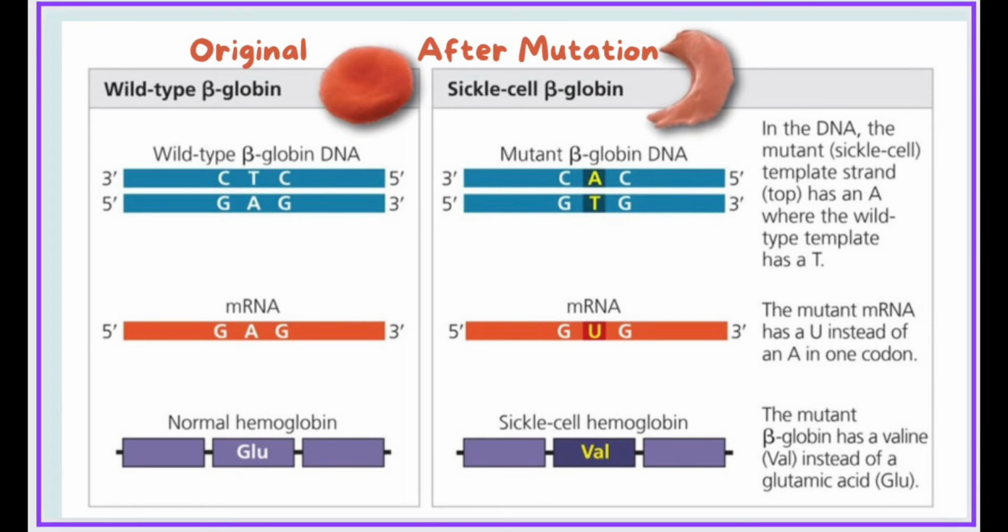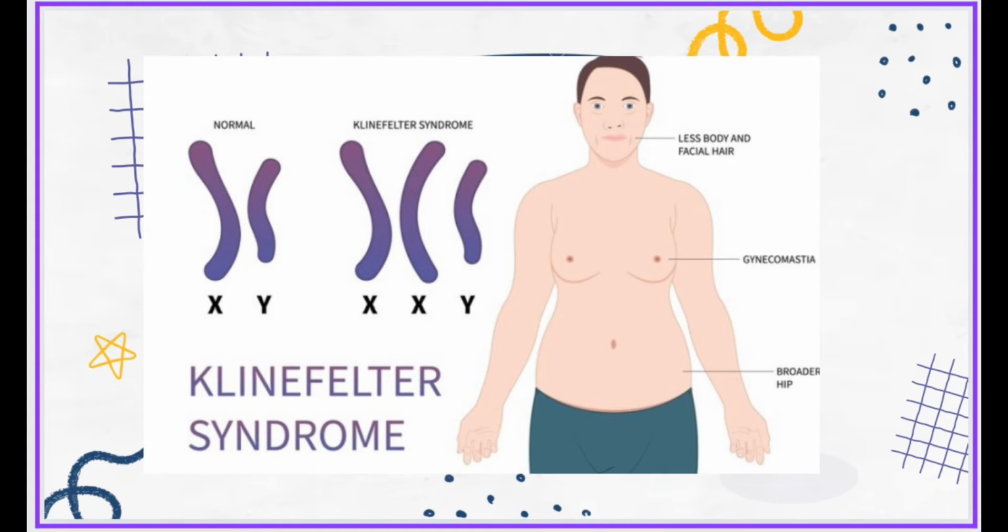Like I have told you, the base T will get replaced by the base A, and then the mutant mRNA codon happens, and glutamic acid will get replaced with valine. The next disease I will talk about is Klinefelter syndrome, which only happens to boys.